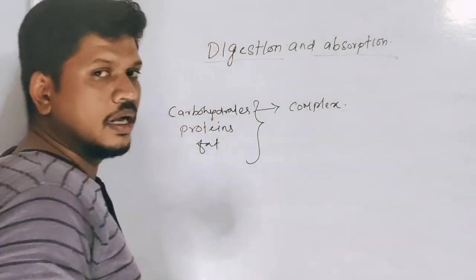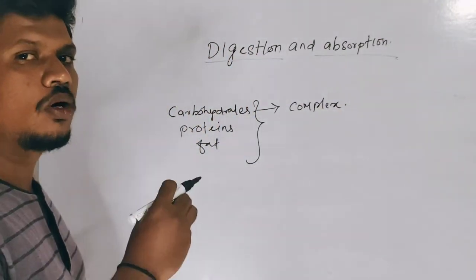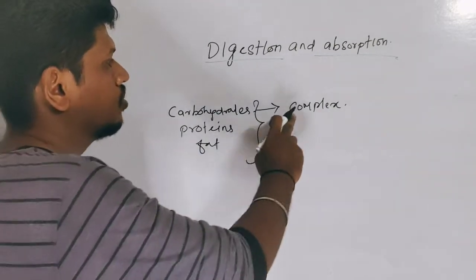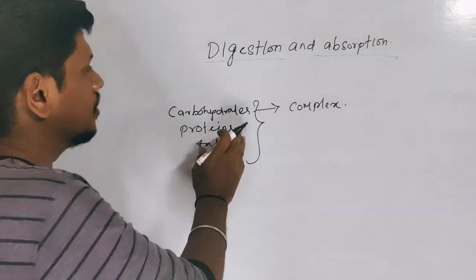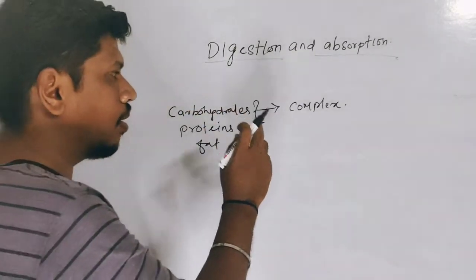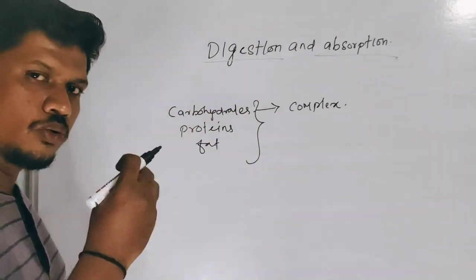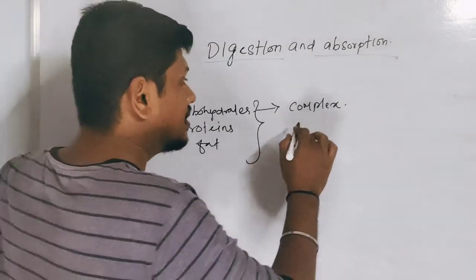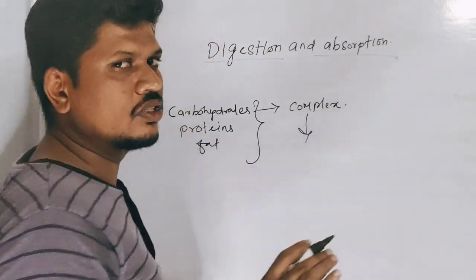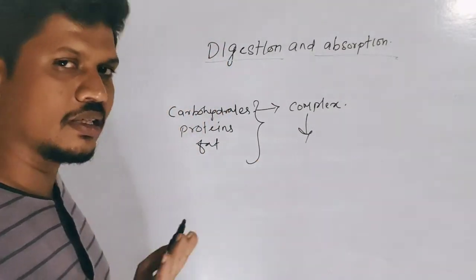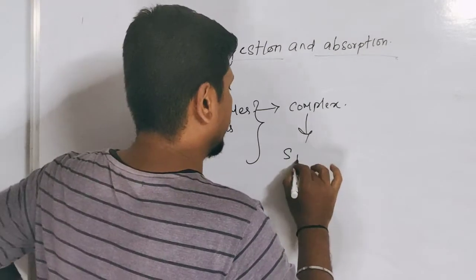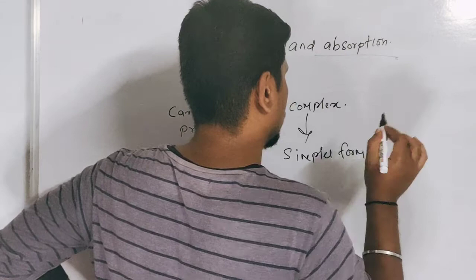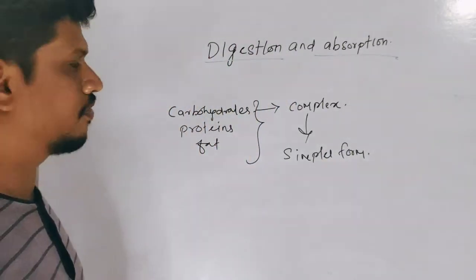This complex structure is not at all possible to utilize in our body in its original form. I repeat, this complex structure is not at all possible to utilize in our body. Instead, it needs to be converted into a simpler form with the help of the digestive system. That process we call digestion. That is the whole idea.